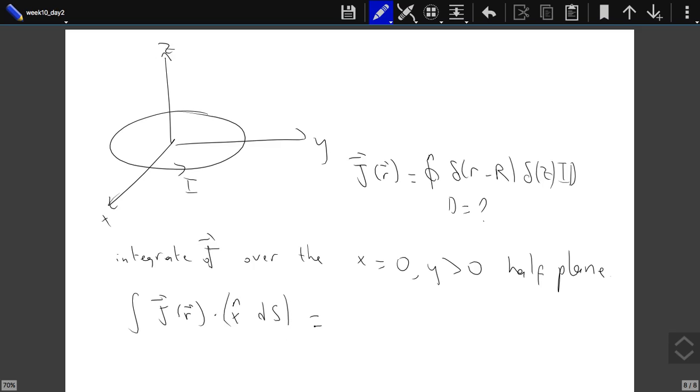So what should the result be? I or minus I? You see, this is my dS vector. dS vector is in the plus x direction. But on that plane, which is x equal to 0, but y is positive, so it is this region over here, that semi-infinite plane, the current is running in the minus x direction, which is in the opposite direction. So this is minus I.